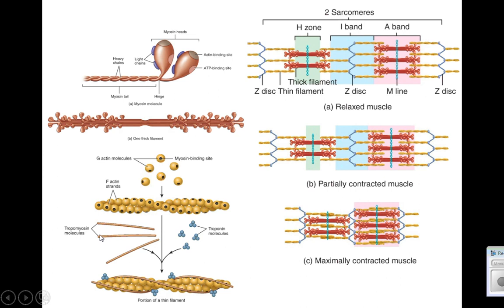What happens to move those and to expose those binding sites relates to that calcium that I was talking about a little bit ago. Calcium that's released from the SR will bind to troponin and can shift the tropomyosin, exposing those binding sites. And we're going to talk about that on Friday.